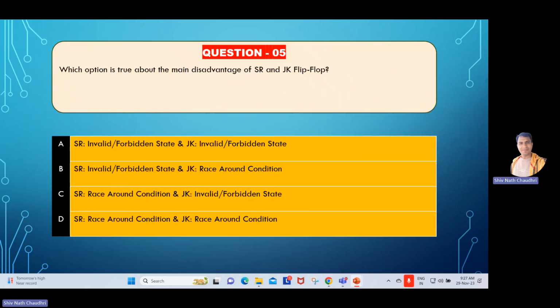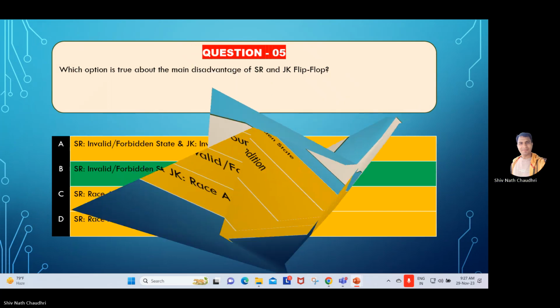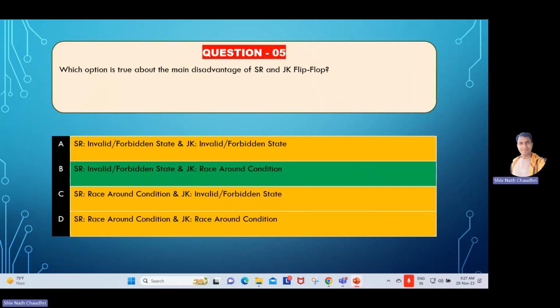Read this fifth question. Which option is true about the main disadvantage of SR and JK flip-flops? We have to think clearly what is the drawback of the SR flip-flop and what is the drawback of the JK flip-flop. So you must choose the right combination in options A, B, C and D. Option B is right. In the SR flip-flop, the invalid or forbidden state is the disadvantage, and the race around condition is the disadvantage of the JK flip-flop.